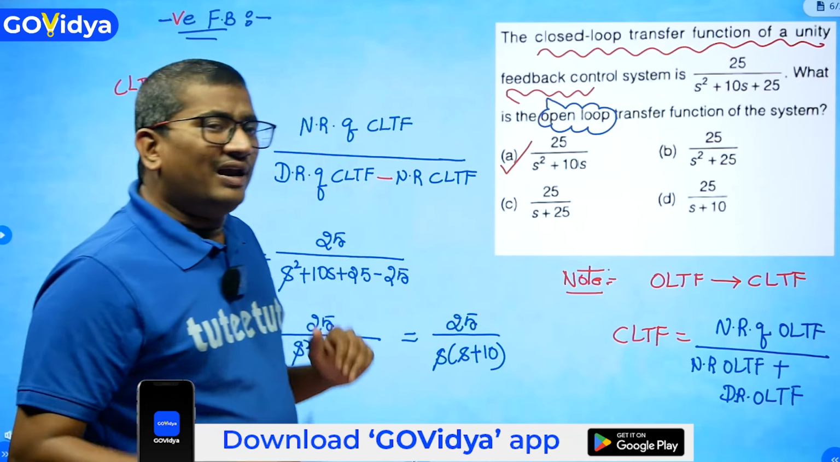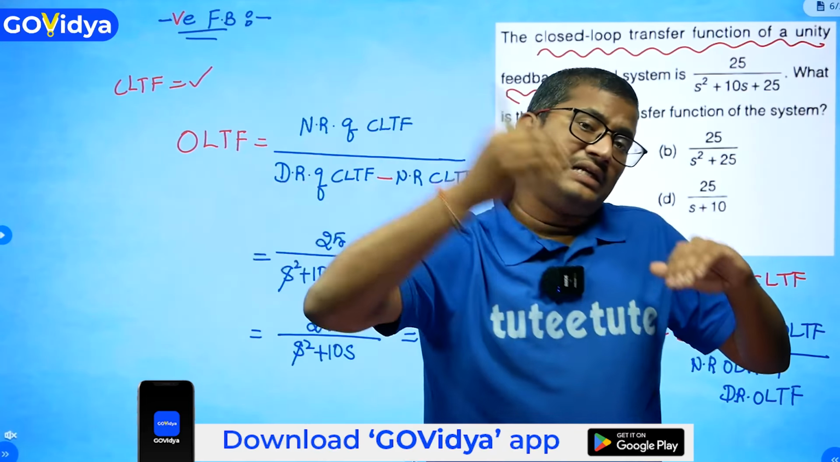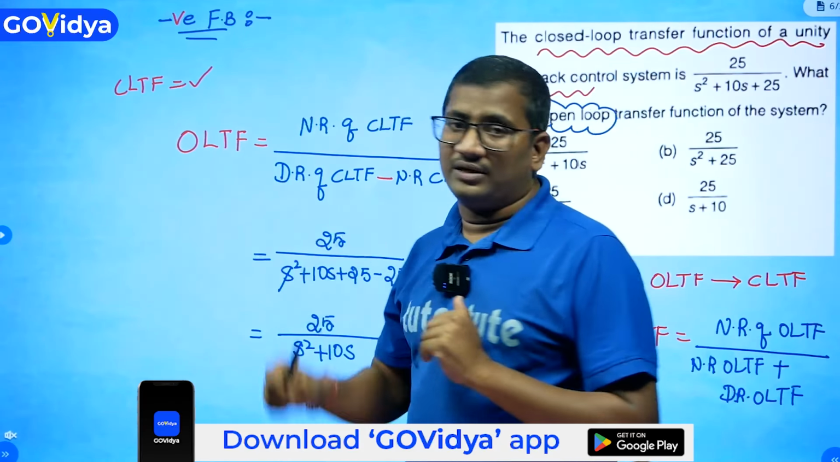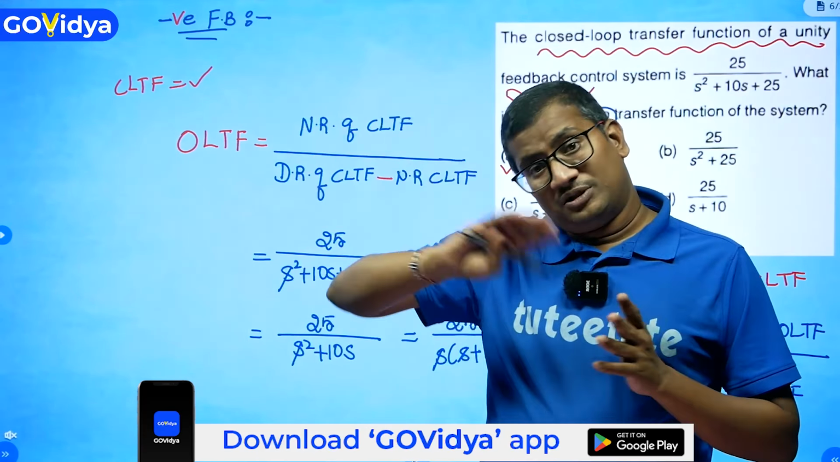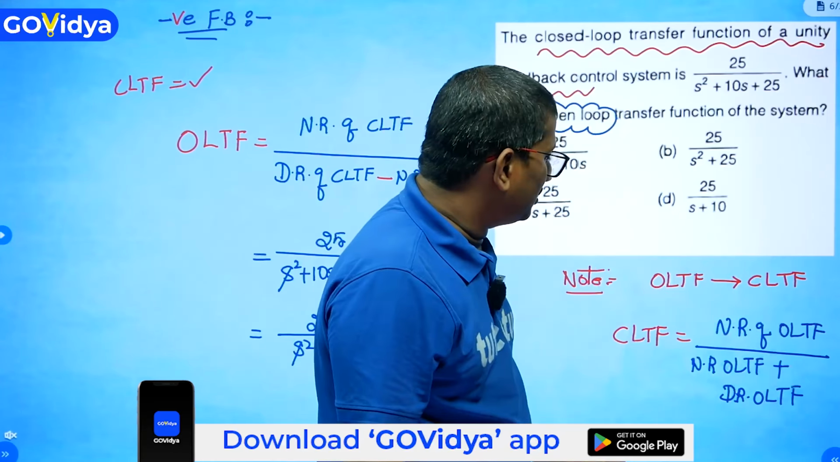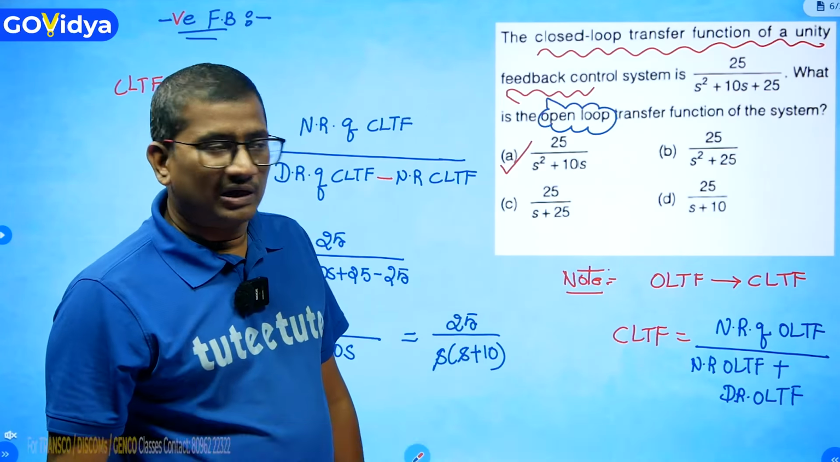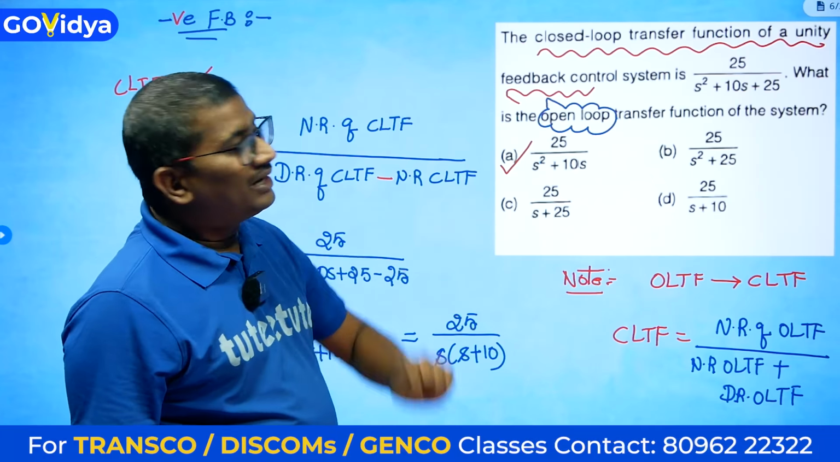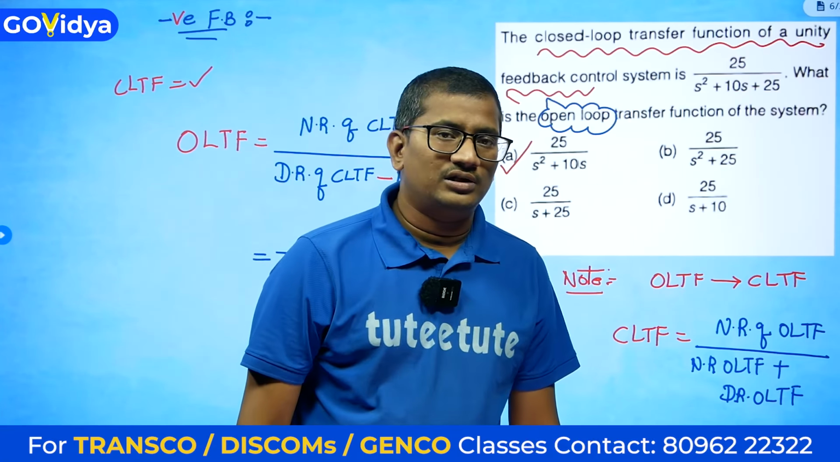So therefore, when we are moving from closed to open, that means we are decreasing, so you need to put a negative sign. When we are moving from open loop to closed loop, that means we are increasing, so put plus, whatever the transfer function they have given. Okay. So therefore our option is 25 by s square plus 25. I hope it's clear with this question.